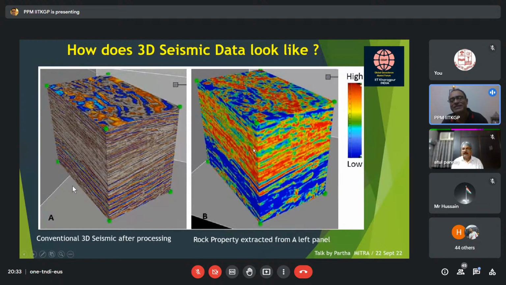So in seismic, what are we measuring? Travel time of seismic waves. Here we measure the travel time of the electromagnetic impulse. These are widely used in geotechnical engineering, in archaeological surveys, and not only that, even in forensic investigation. So how does the data look?